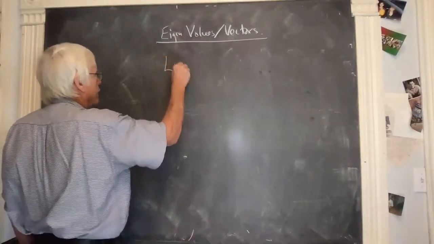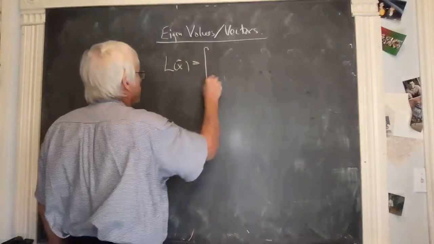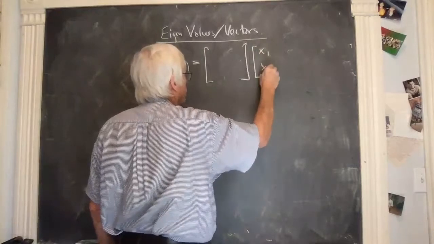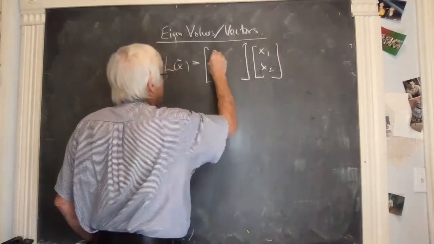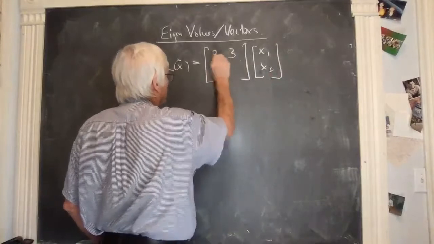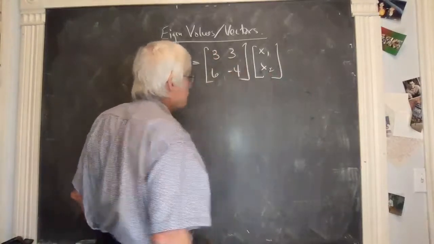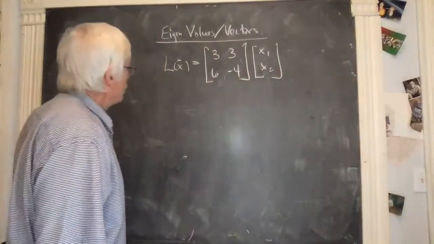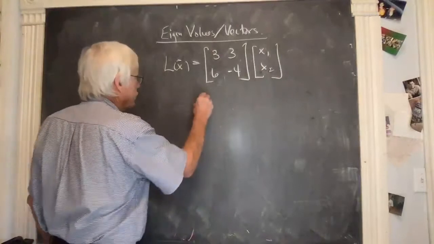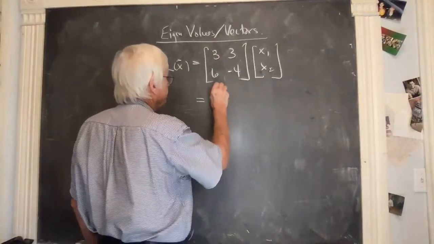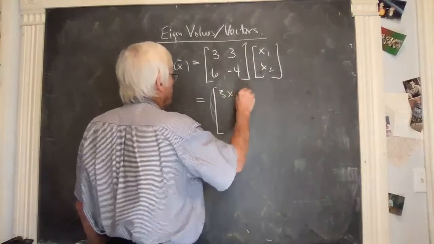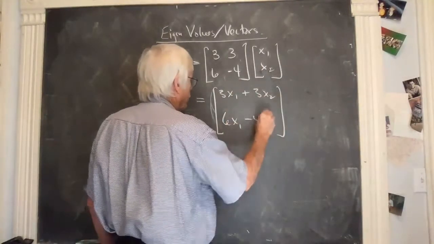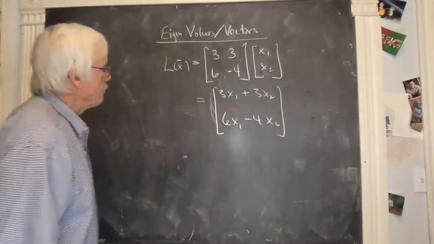Let's suppose that L of X, since it's a linear transformation, is a matrix times the vector X1, X2. And let's do 3, 3, 6, minus 4. I think that's what I had in mind here, yes. So this is our linear transformation. We could figure out its equation: 3x1 plus 3x2, 6x1 minus 4x2. So there's the equation.